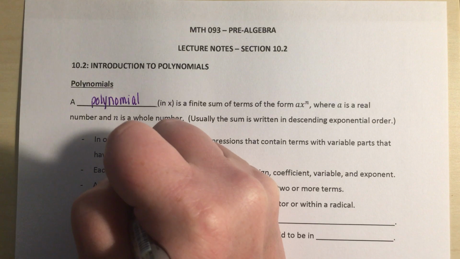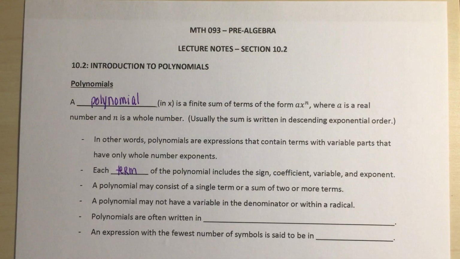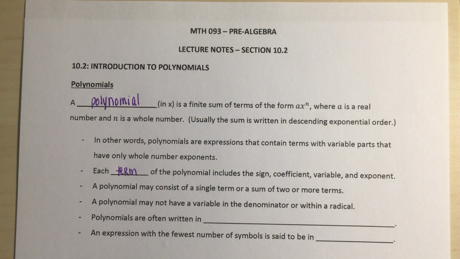Each term of the polynomial includes the sign, the coefficient, the variable, and the exponent. We've talked about terms already. We've talked about like terms. So that's what we're thinking about here. We're thinking about these different pieces being our terms. Sometimes they might be like, sometimes they might be unlike.